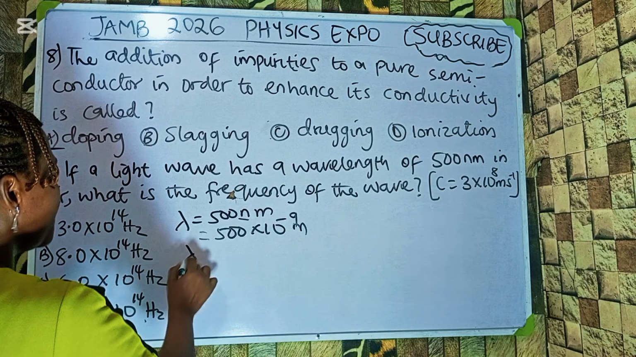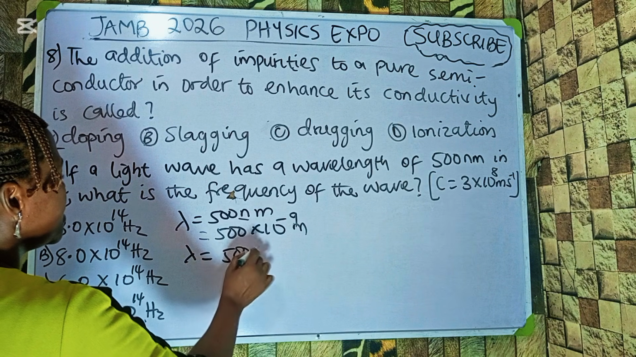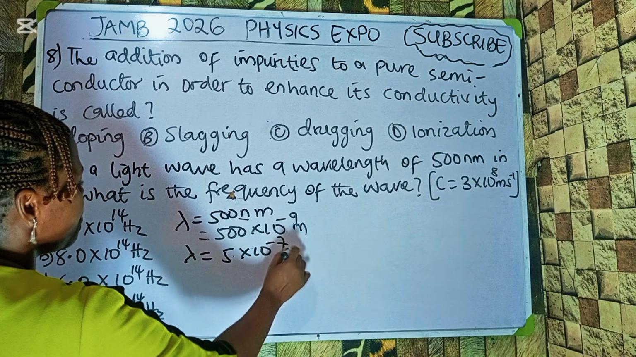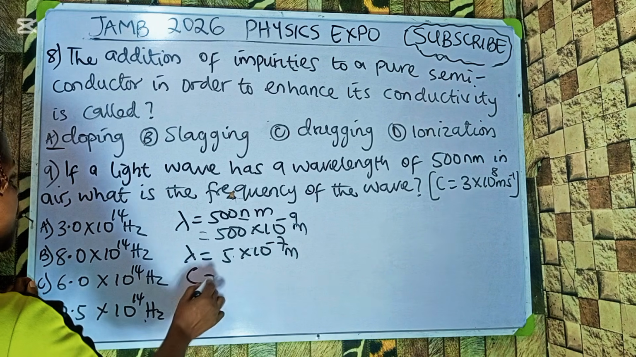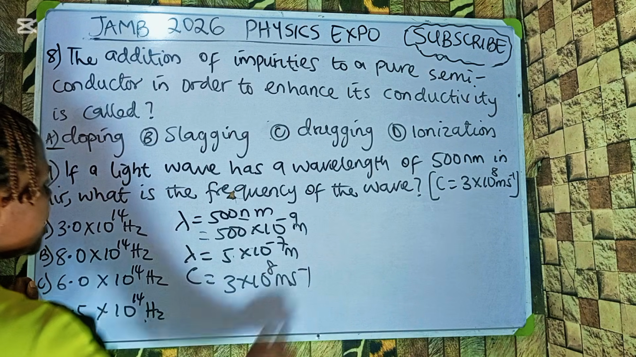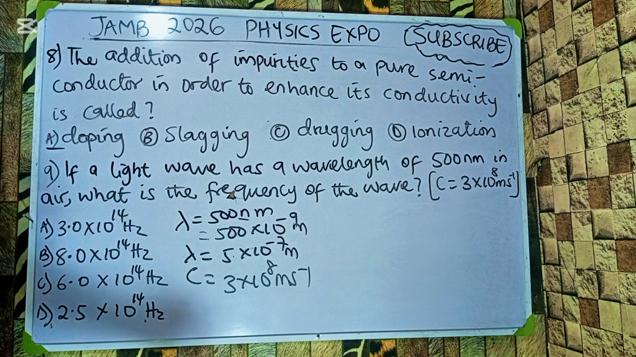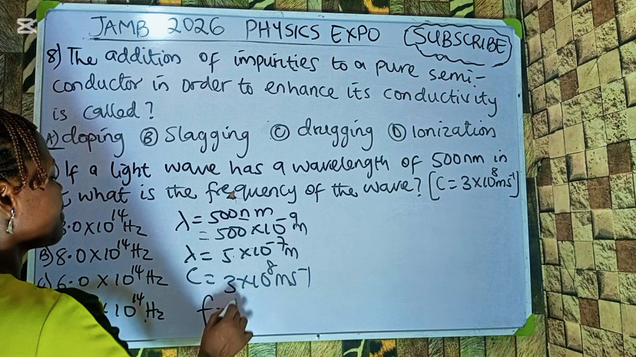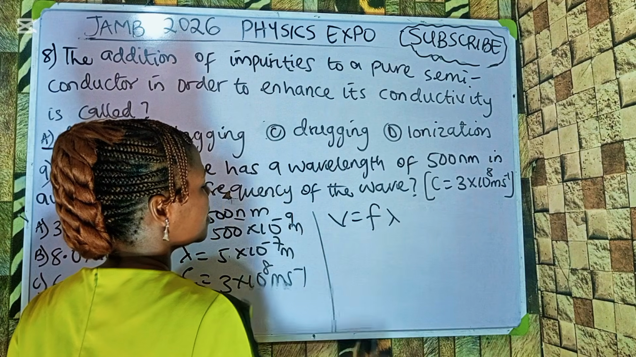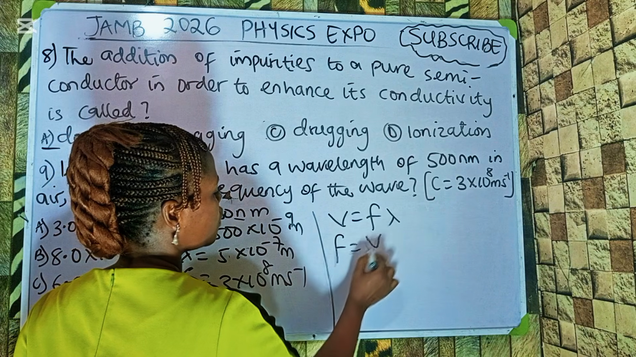By the time you multiply, you have this is 5 times 10 raised to the power minus 7 meters, okay. Then we are given the speed of light to be 3 times 10 raised to the power 8 meters per second. What are we looking for? The frequency, which is F. And going by the formula, V is equal to F lambda. Then making it the subject, F is equal to V over lambda, right?